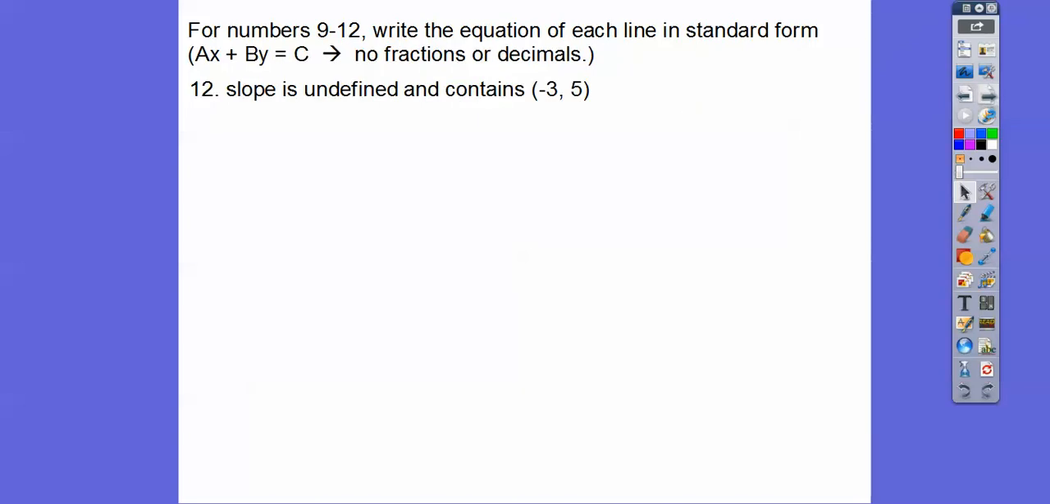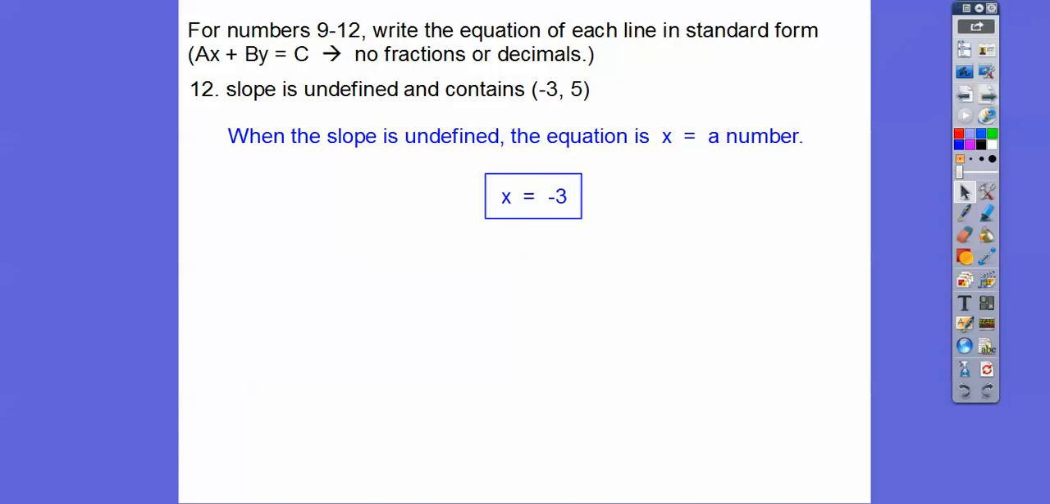So here, the slope is undefined. When the slope is undefined, that's a vertical line, you guys. So when we have a vertical line, it is x equals a number. So just look at your x coordinate. X equals that -3 right there.